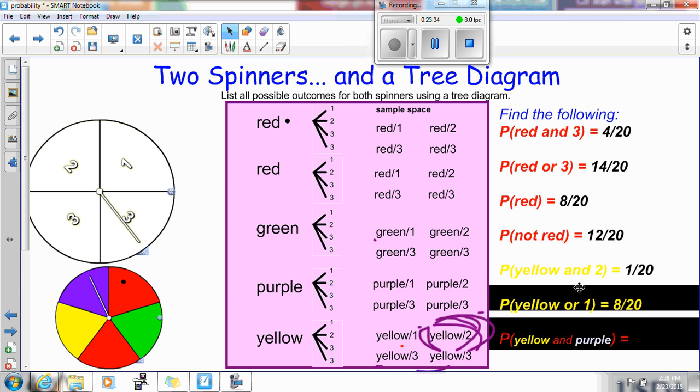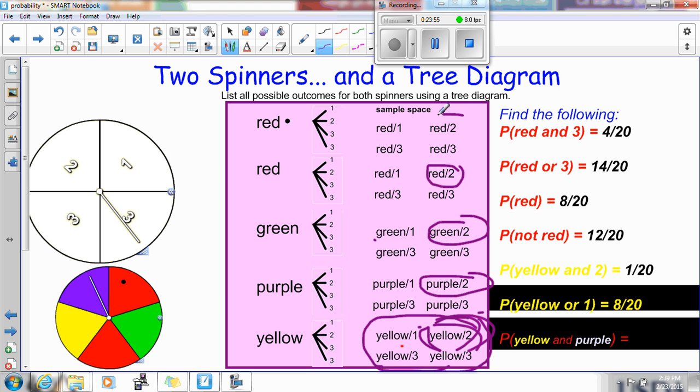We changed that word and to or, and we've changed our problem. Now we have 8 out of 20 because we can count all 4 of the yellows when we have an or problem, and we can also count all of our 2's. So that one might be wrong. Nope, that's right. So we've got all of these 2's also count. So we've got 1, 2, 3, 4, 5, 6, 7, 8 times. Let me redo that because I circled the 2's. Misread my question. It's yellow or a 1.